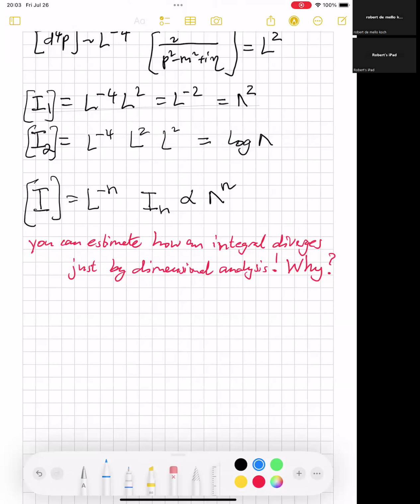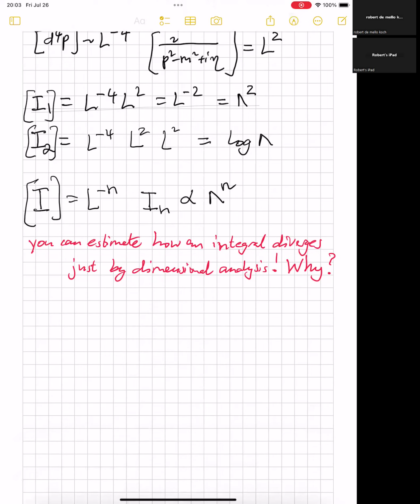Okay, so now I would like to explain why it is that we can estimate how an integral diverges just by dimensional analysis. So let's think about what's going on. The integral that we do, I, is a function of only two dimensionful parameters. I will be a function of m squared, which will be length to the minus 2, and a function of lambda, which is length to the minus 1.